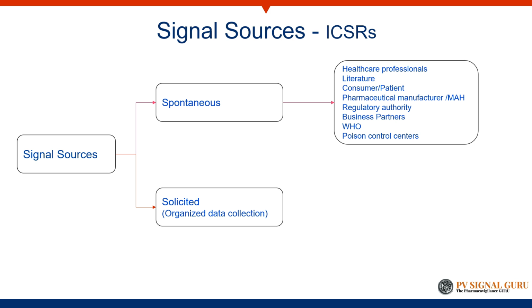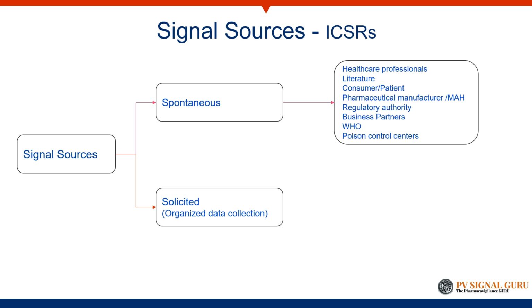Some of the sources would be healthcare professionals, for example doctors, pharmacists, nurses, literature, consumers or patients reporting through patient support programs, online portals, or through a phone line. Pharmaceutical manufacturers or marketing authorization holders, regulatory authorities like FDA, EMA, MHRA, business partners like licensees or collaborators, World Health Organization, and poison control centers.